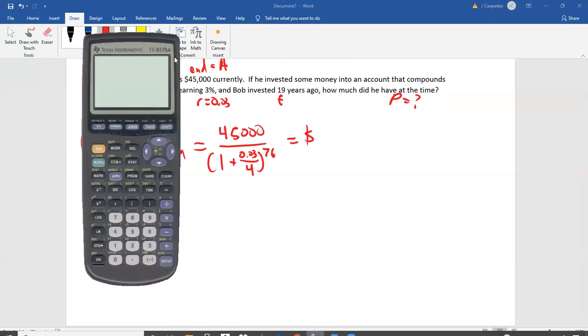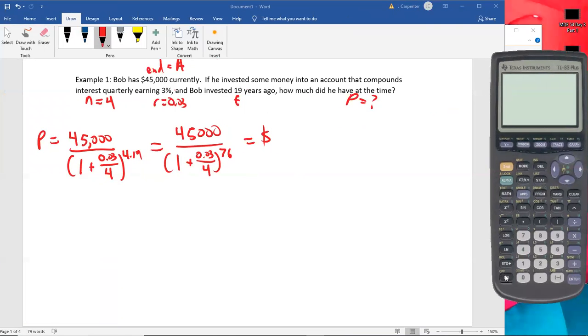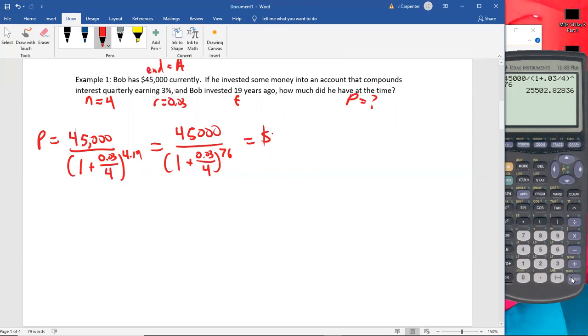If you don't have a graphing calculator, you don't necessarily need one. A scientific calculator will get the job done, but a 4-function calculator is going to start giving you complications along the way. So 45,000 divided by 1 plus 0.03 divided by 4. Close it. Then exponent, and the exponent is 76. Remember I said you have to pre-multiply the exponents. If you put in 4 times 19, depending on your calculator, it's probably going to give you a wrong answer. And we end up with $25,502, and rounded to the nearest cent would be 83 cents.